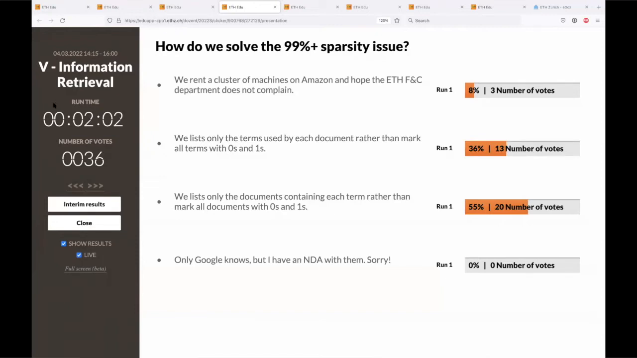All right, so it turns out that we list the documents containing each term. Why is that? Why not the terms used in each document? Is there any reason? Sorry, can you repeat that? There are far fewer documents than terms. Let me think. When you say fewer documents than terms, do you mean fewer documents per term than terms per document?